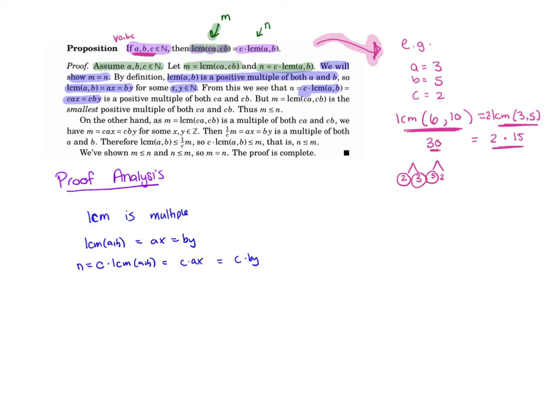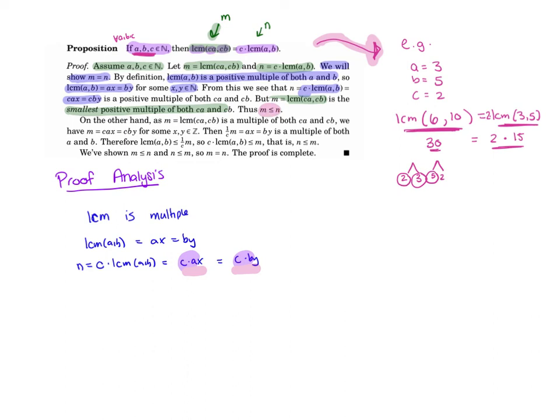Now they're switching over and focusing on the M instead. M is the LCM of C times A and C times B, and it's the smallest possible of those multiples. Right, so here I have a C times A and I have a C times B. So this is a multiple of both CA and CB, but M is the smallest multiple, so I know that M has to be less than or equal to N. So that's what they have there, that M is less than or equal to N.